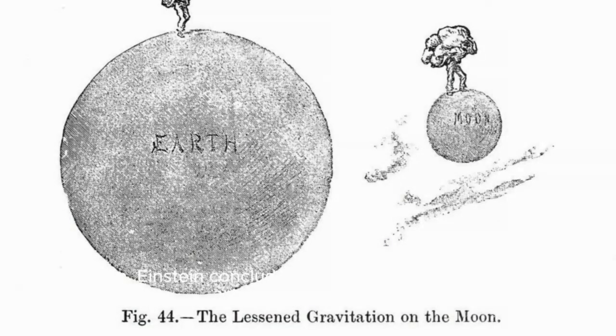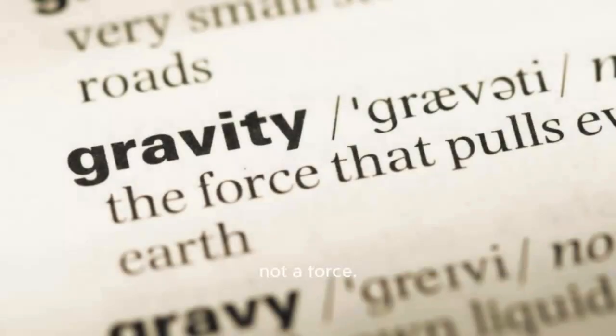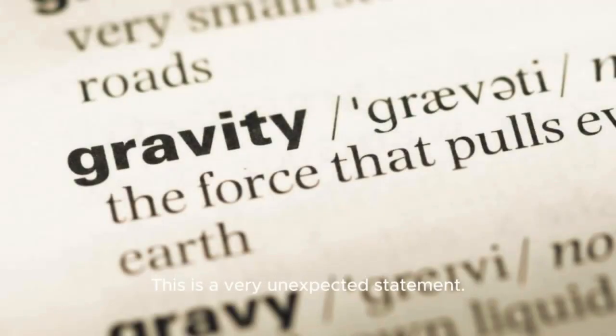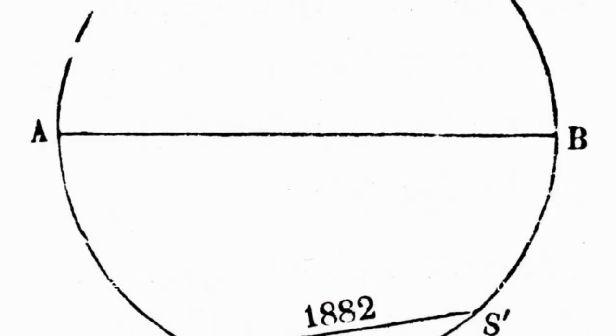So then, Einstein concluded that gravity and acceleration are one and the same, and therefore, we're in a state of free fall until an obstacle appears in our path, which became the basis for understanding that gravity is not a force. This is a very unexpected statement. Let's take a closer look at the theory of relativity.